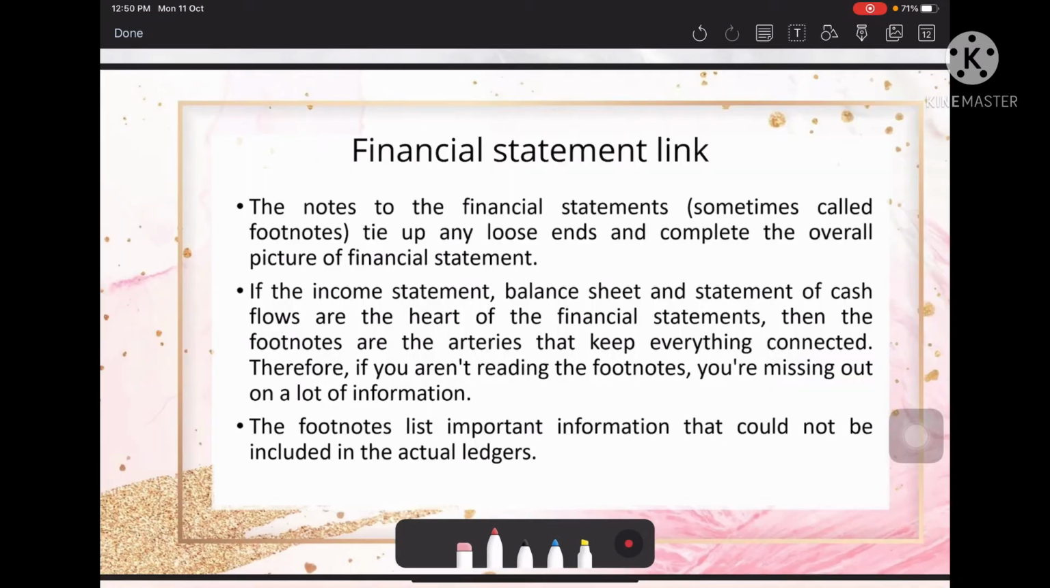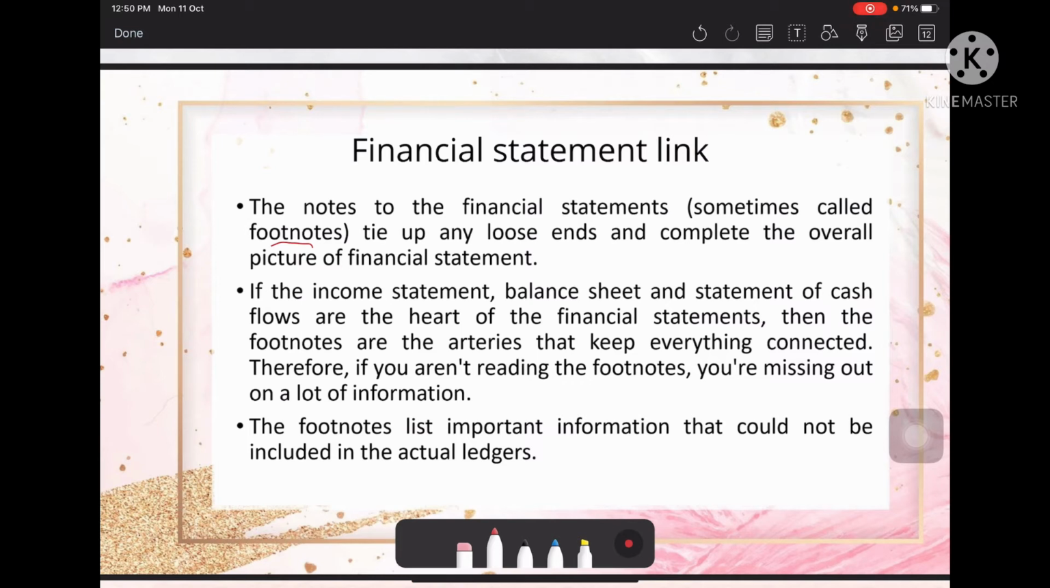We have to understand, okay, that the financial statement has a link to explain or to elaborate the significant numbers in the financial statement. Okay, so contohnya ada footnotes to the account. Alright, so the notes to the financial statement, sometimes called footnotes. So nota kaki kan. Tie up any loose ends and complete the overall picture of the financial statement.